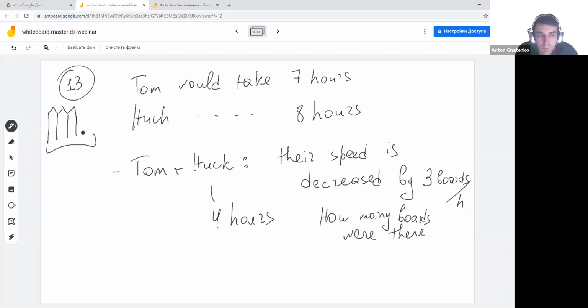So there were some X boards, and we need to find this X. I'll just rewrite everything I said in words in the form of equations. Tom has some speed of painting, which I'll denote as V sub T. When painting at this speed, he paints X boards, and it requires 7 hours to do so.